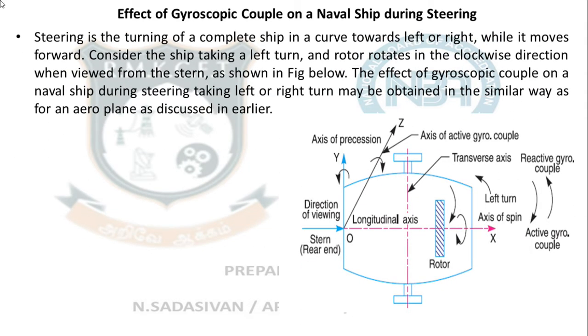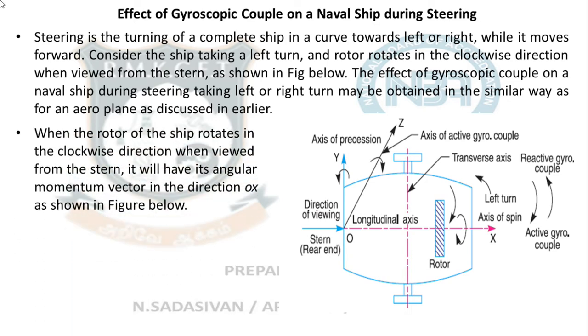Steering is turning of a complete ship in a curve towards the left or right. Steering is something like you are horizontally turning the ship while it moves forward. Consider a ship taking a left turn and the rotor rotates in clockwise direction when viewed from stern. That is, when you look from the back end of the ship, the propeller is going around in clockwise direction, as shown in the figure below. The effect of gyroscopic couple on the naval ship during steering, taking a left turn, may be obtained in a similar way as discussed in the aeroplane case.